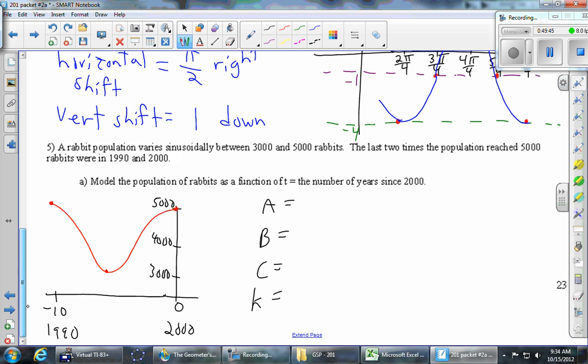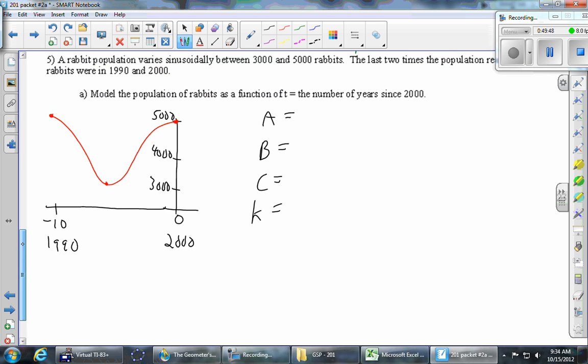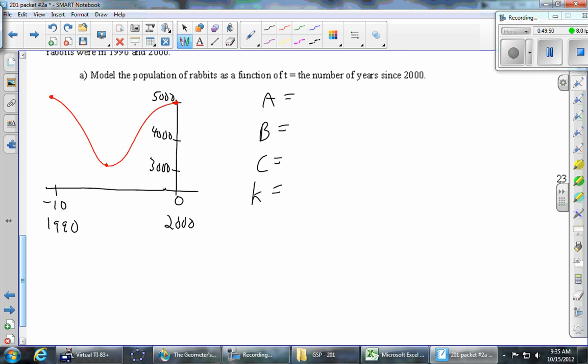So I've drawn a graph here. You might have drawn something a little bit different. Technically, this function says the t is the number of years since 2000, so 2000 is our 0 on the x-axis, and so the point that we had information about was -10. Probably isn't going to change much. So I plotted at -10, we were at the top, and at 0, we were at the top, so I guess we were at the bottom halfway in between, and I think that's enough info to get all the numbers.